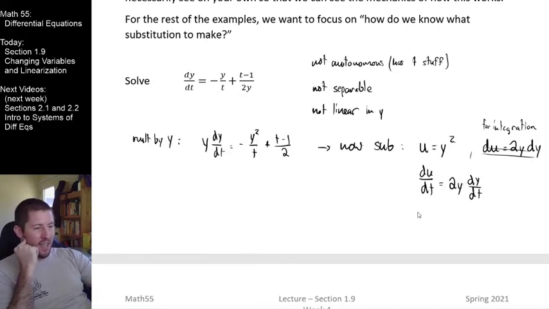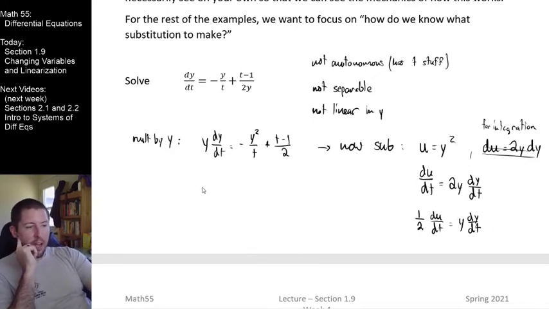Look how nice this is. So I'm just going to move that 2 over. And look at this nice set of substitutions that we get to make now. Now I get to rewrite this guy. y dy/dt, that seems to be the same thing as 1/2 du/dt. On the right-hand side, I'm going to get negative u over t plus t minus 1 over 2.